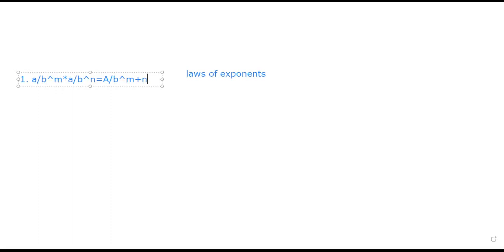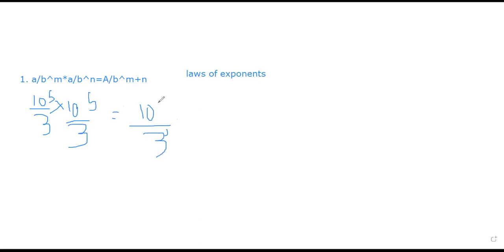So here, what does this mean? Let's take an example of two numbers. Let's take 10/3 into 10/3, and this law is applicable when the bases are the same. So (10/3)^5 into (10/3)^5 will be nothing but (10/3)^10. So this is law number 1, which is as simple as you saw now.